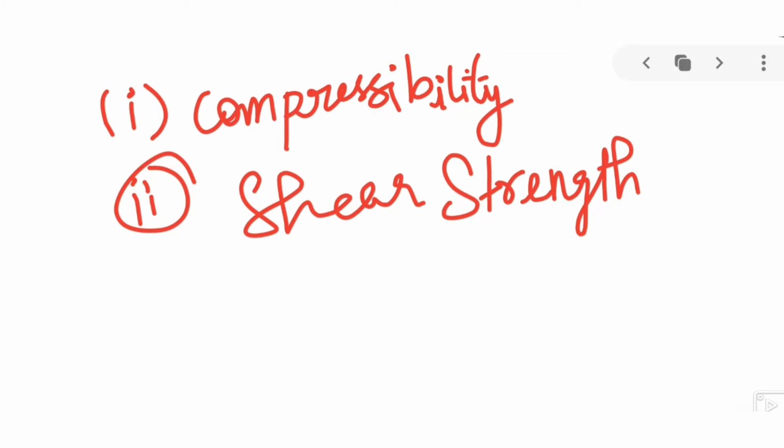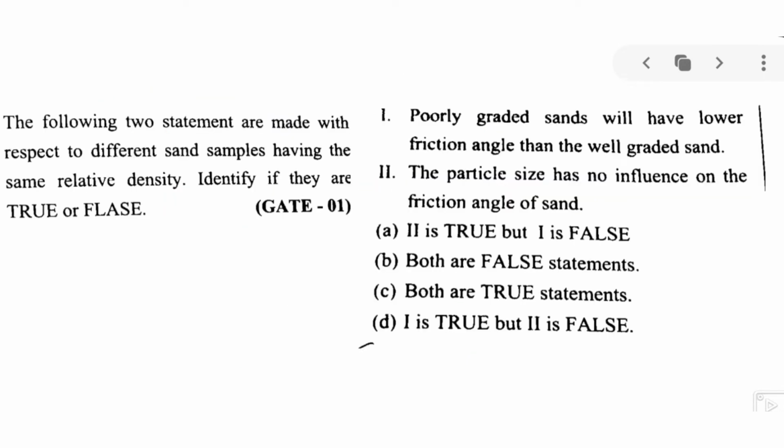This gradation of soil will affect some of the properties of the soil, that is, compressibility and shear strength of the soil, and further the shear strength is governed by two parameters of the soil. One is cohesion and the other one is internal friction of soil. This angle of internal friction is what is affected by the gradation of the soil. So the size of the particle will affect the friction angle. Well graded soil will have a higher friction angle, while poorly graded soil has less interlocking between the particles, so it has only a lower friction angle. Therefore, since gradation is affecting friction angle, statement 1 is right and statement 2 is false. Option D is the right one for us. Statement 1 is true, statement 2 is false.